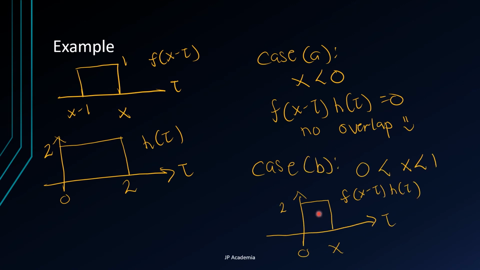So next, for the case when your x is in between 0 and 1, we expect na may overlap na tayo for this case, as shown here, dahil itong x na to ay nasa pagitan na 0 and 1. So somewhere here. Pero hindi pa fully nakapasok yung buong signal natin. And therefore, we can have this integration wherein the output is equal to 2x.